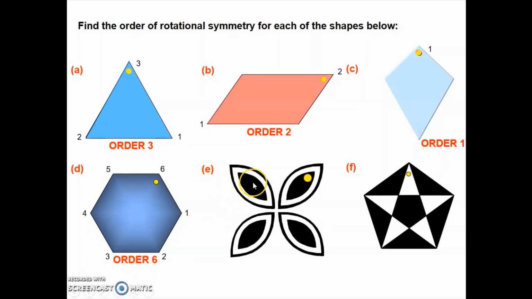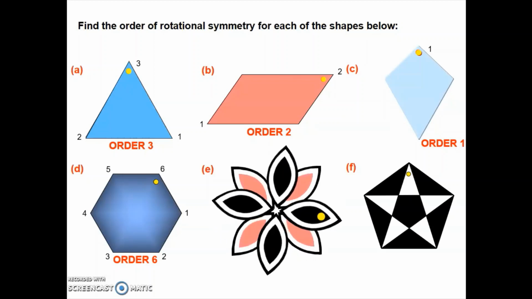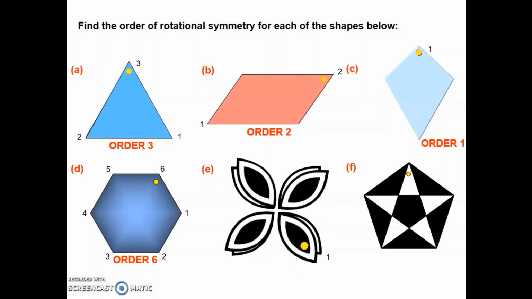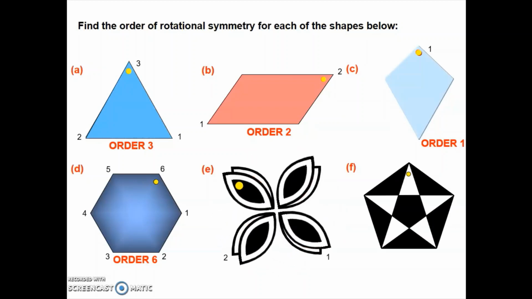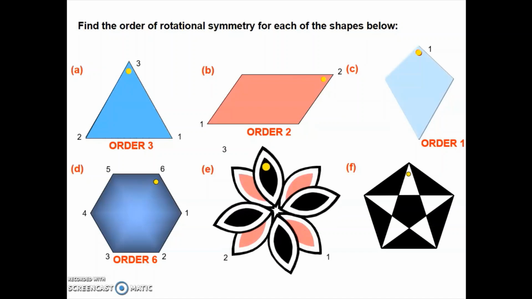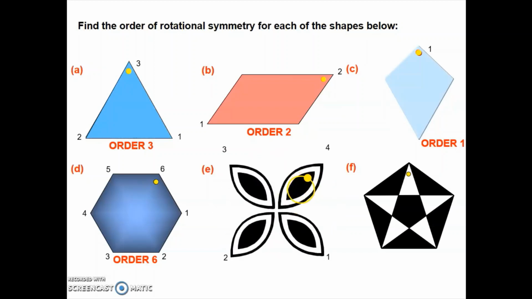If we move over to E, this flower pattern, again, we're going to go ahead and rotate it 360 degrees around its center. So we could imagine placing a sharp pencil here or a pin here and rotating the shape 360 degrees. Once, twice, 3 times, and 4 times. So this shape, as you may have already guessed, has an order of rotational symmetry 4.